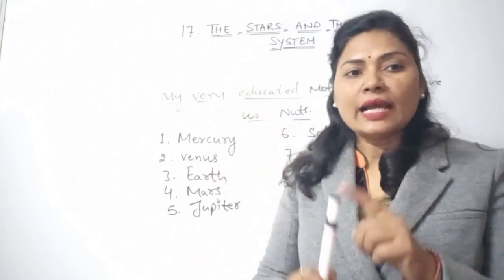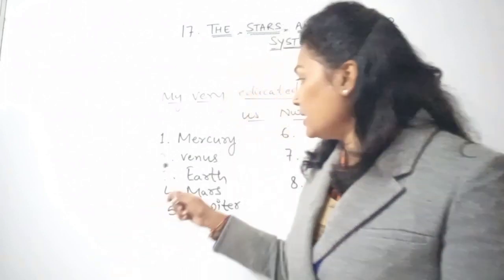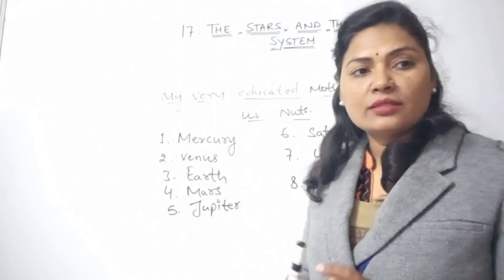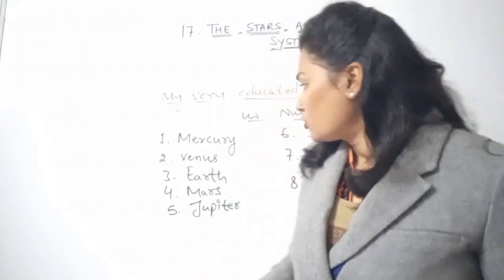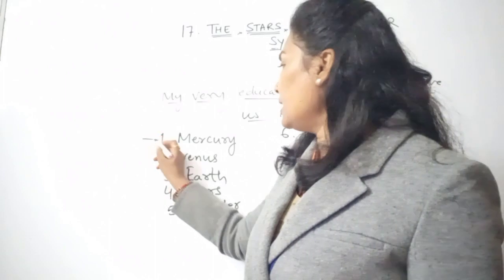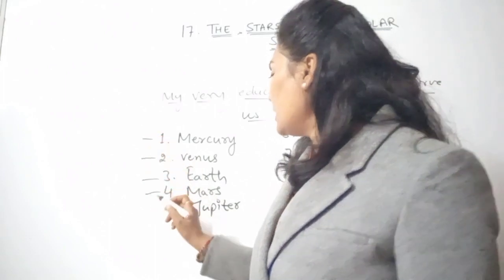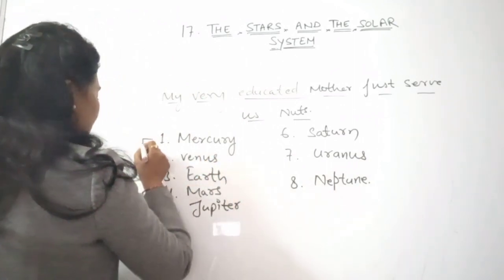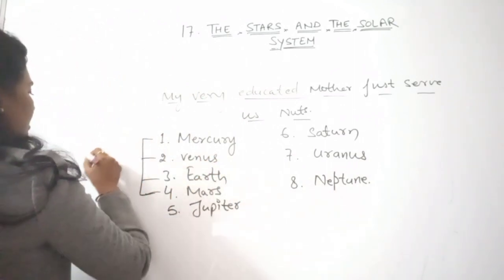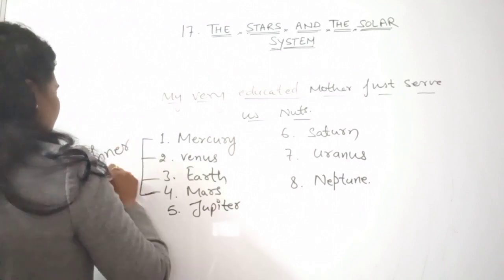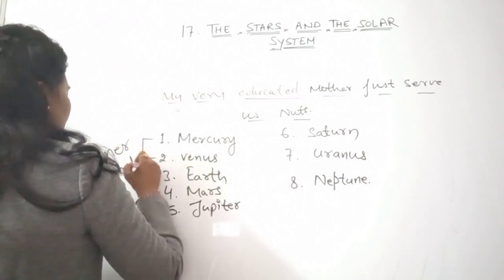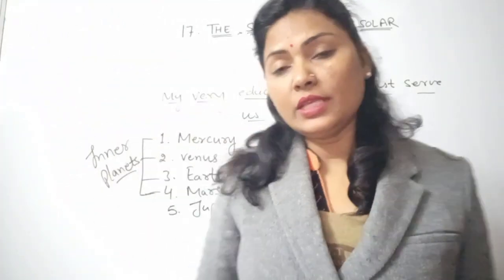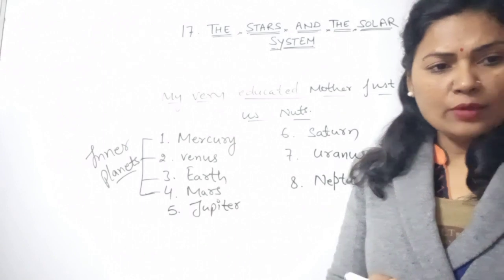And the planets that are nearest to the sun, that is Mercury, Venus, Earth, and Mars, these 4 planets are nearer to the sun, and these are known as inner planets. Mercury, Venus, Earth, Mars are known as inner planets because they are nearer to the sun.